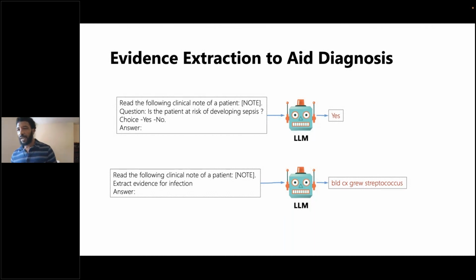And so to counter that, we are now envisioning a two-step process where we first ask the model to read the clinical notes of the patient. First, we ask the model to establish whether the patient is or is not at risk of developing sepsis. And only for the cases where the model is confident that the patient may indeed be at risk for sepsis, only then we ask it to retrieve evidence.